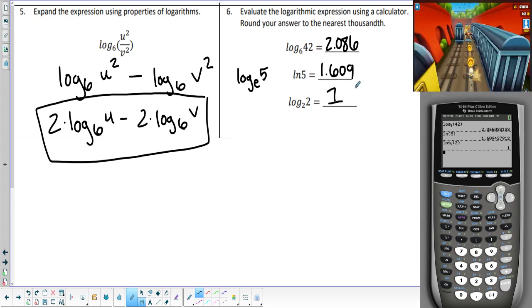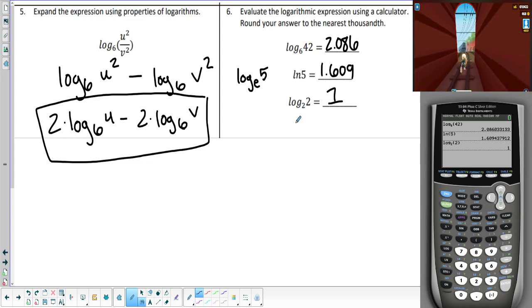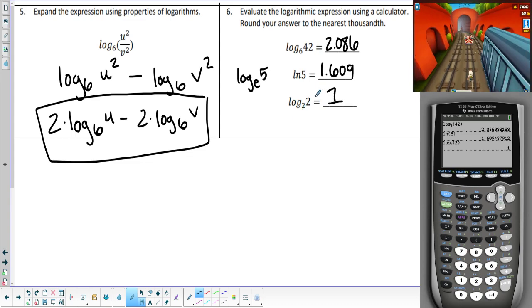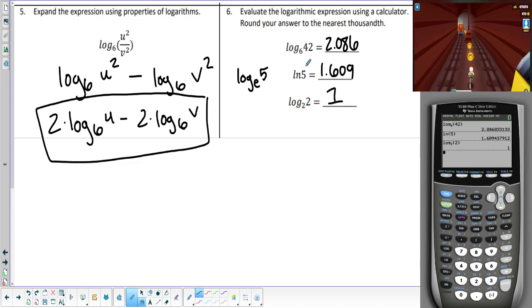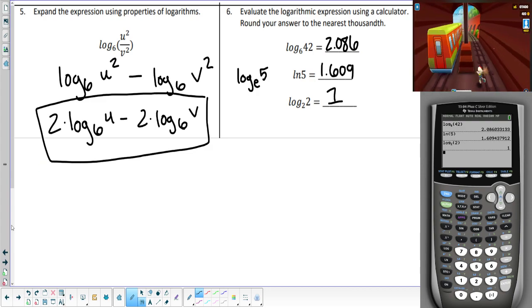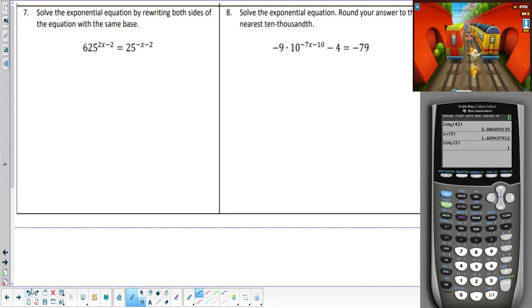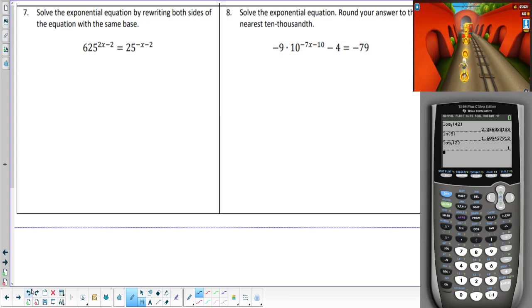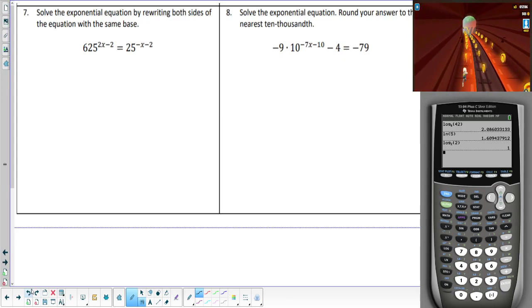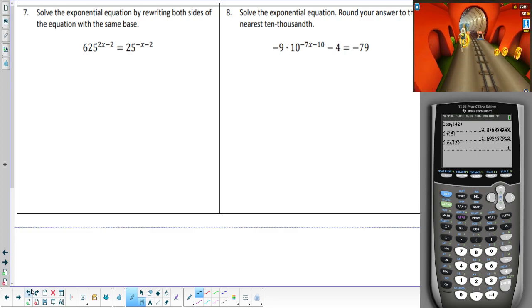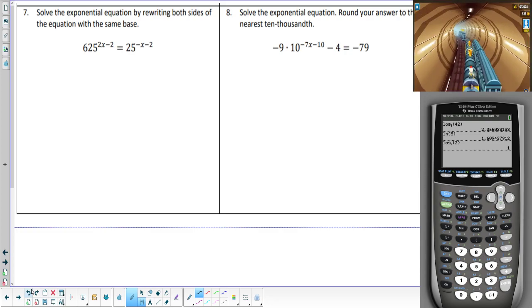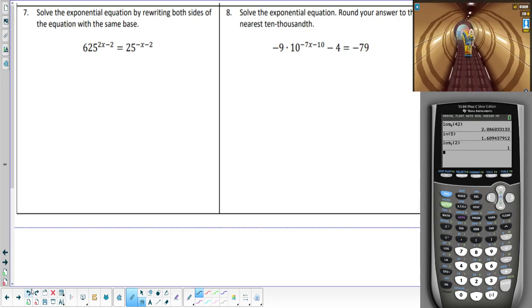And in fact, that's how we solve all these logs. When the base of the log is the same as the argument, it essentially cancels, right? It just equals 1. All right, 7 and 8. And this is what we're going to do to both sides to try and solve these problems, okay? Number 7 is kind of tricky, so let's see if we can work our way through it.